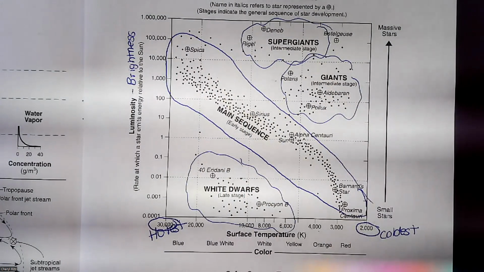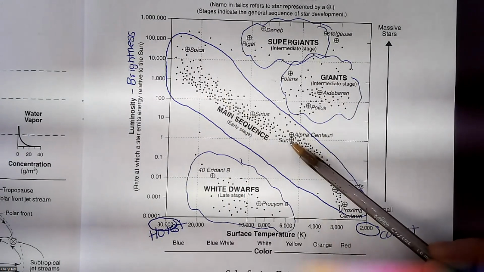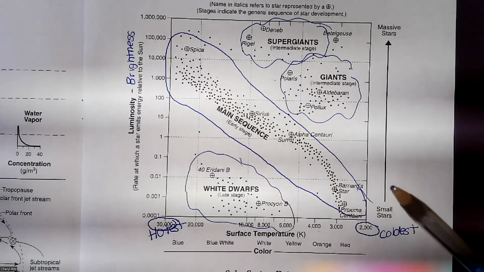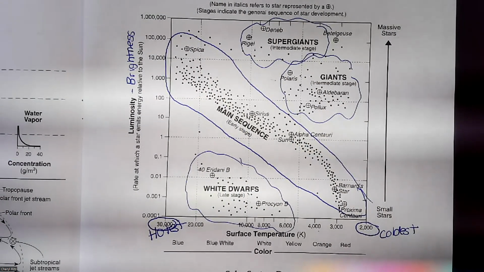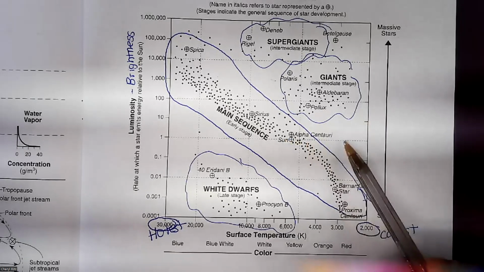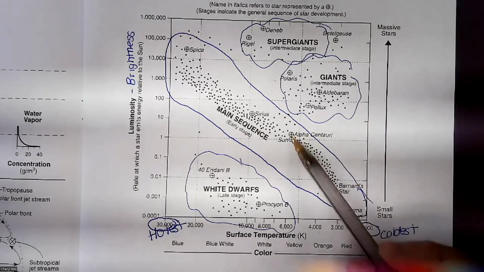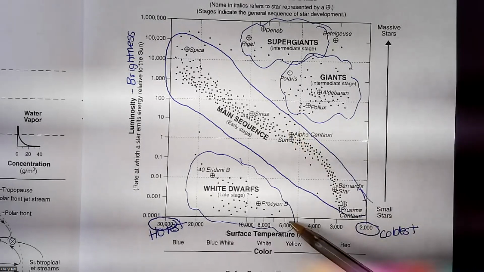So where is our sun? It's in the middle. So it's right here. It's a main sequence star. Is there anybody on this that has a very similar temperature and luminosity to our sun? Alpha Centauri. I think it's pronounced Alpha Centauri, I could be wrong. It's almost a twin to our sun. It's a teeny tiny bit brighter, but it's the exact same temperature.